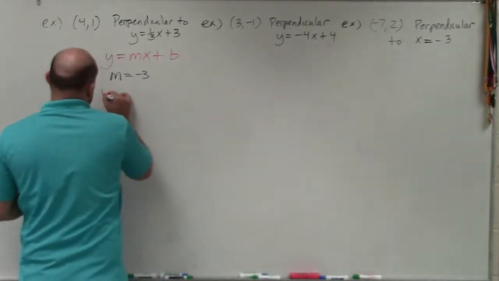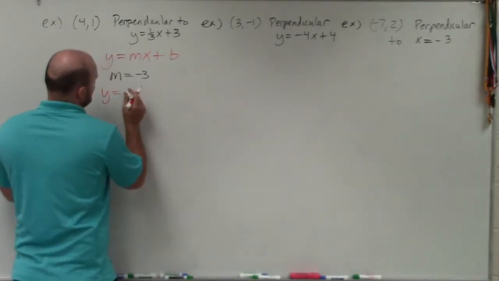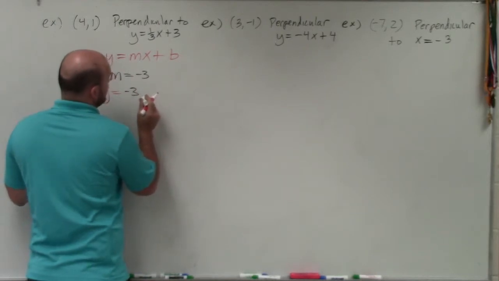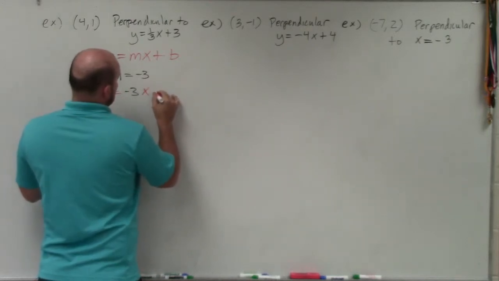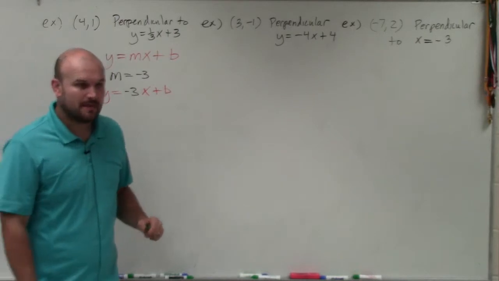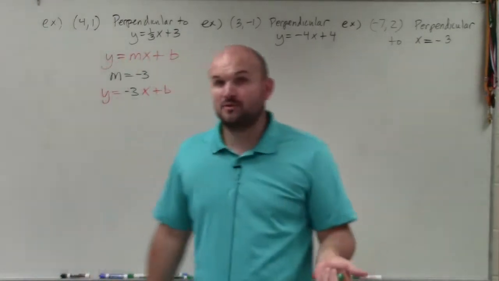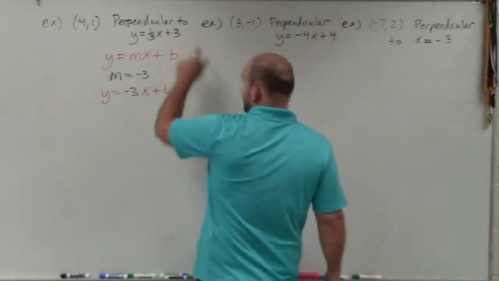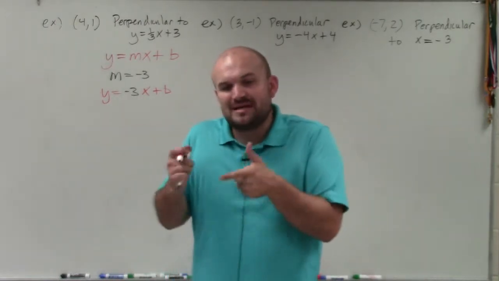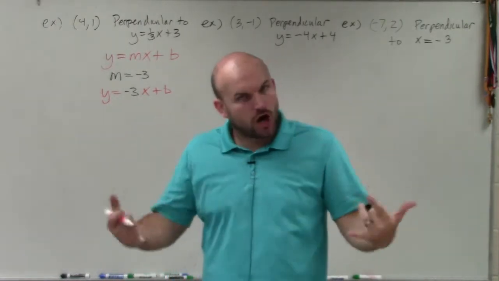So I'm going to plug it in. y equals -3x plus b. Now the issue is we don't know what b is. Now, it is possible that b could have the same y-intercept as our perpendicular line, but more than likely it's not. So the important thing to do is to solve for b.